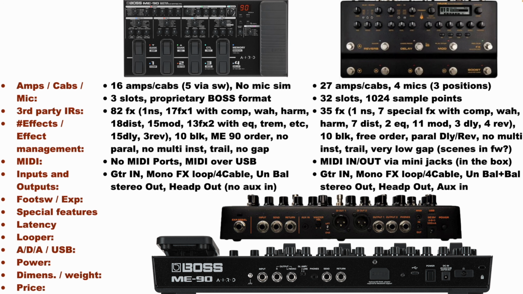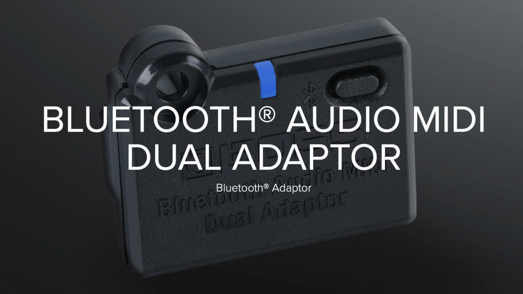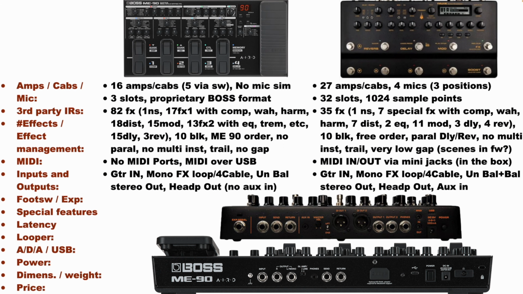As far as I have understood, you can stream audio to the ME90 using the app and the Bluetooth dongle, which has to be bought separately. This solution could overcome the missing aux in. But obviously the main difference here is the availability of the XLR outs that are available in the Trident, which are missing in the ME90.